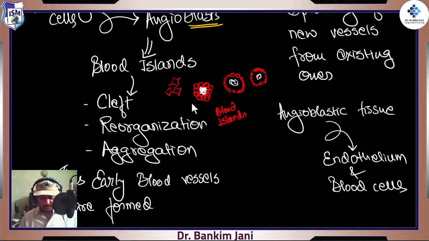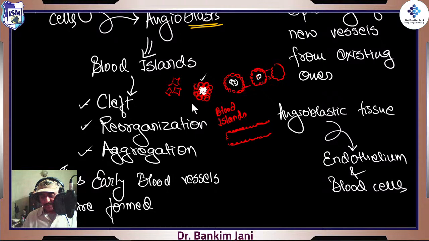And what they do, we saw that a cleft appears, that becomes bigger. Then there is a reorganization, and then finally aggregation. Aggregation means they start coming near each other, right? So when they start coming near each other, their cavities also meet, and there would be more structures, right? All of them meet, and that's how our initial blood vessels, our early blood vessels, are formed, right? And the blood starts flowing.